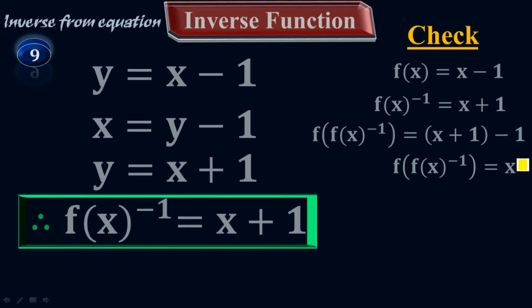The moment when you get x after composing the functions, it means that your answer is correct. But if you fail to get x at the end, it means that your answer is wrong. So you can do this composite check for every question. At the end you must have x. The moment when you get x, you can be satisfied that your answer is correct.